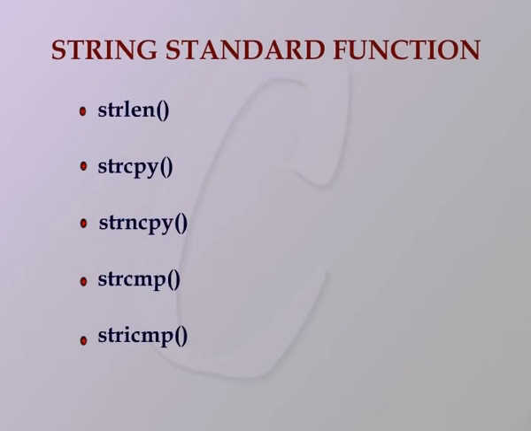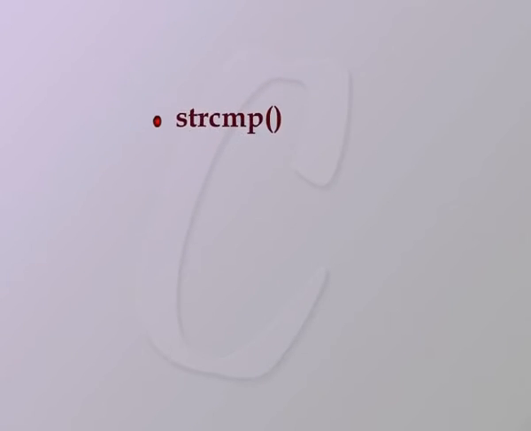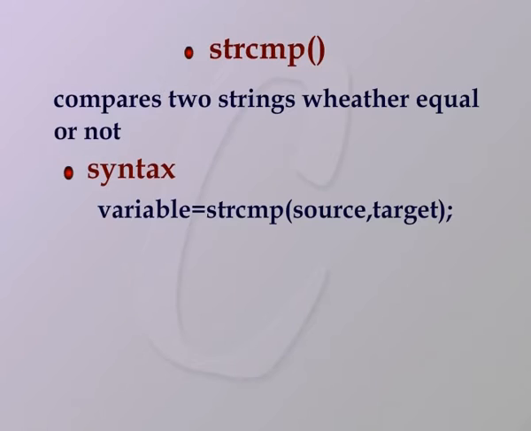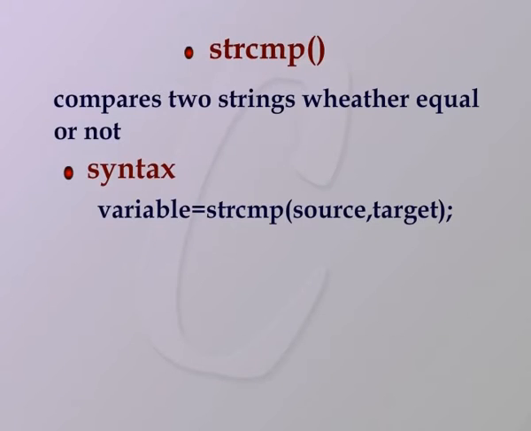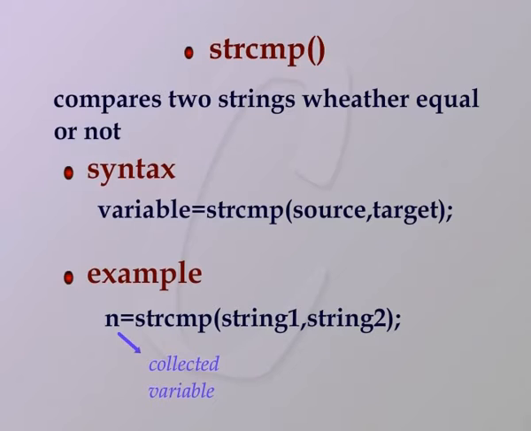Next you have the string compare function, strcmp, to find out if 2 strings are same or not. So this also will return one integer value. If it returns 0, that means the strings are equal or identical. If it returns 1 or any other value other than 0, that means the strings are not identical. So here also there has to be an integer value as a collecting variable, that we will be seeing in the program.